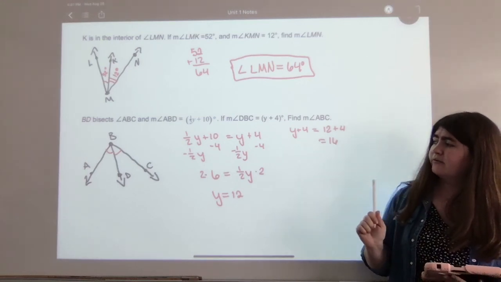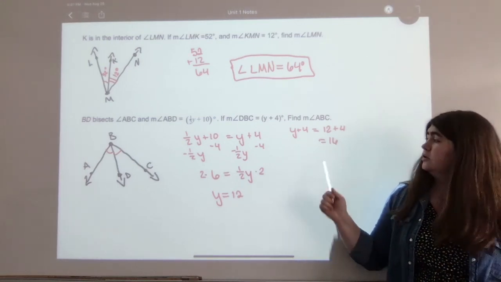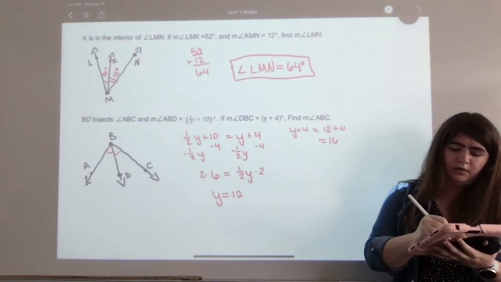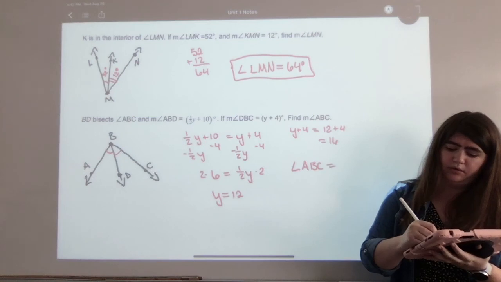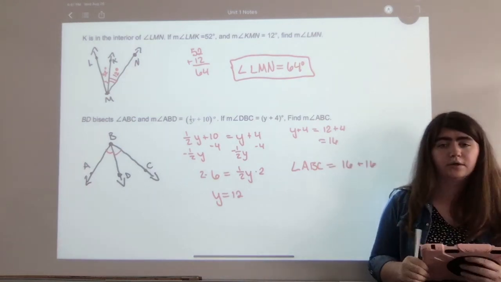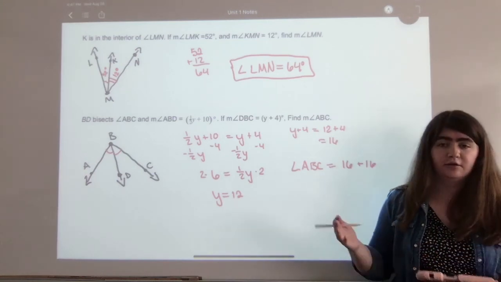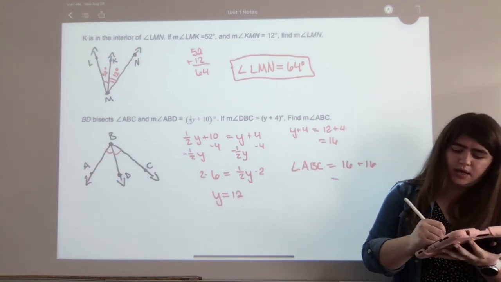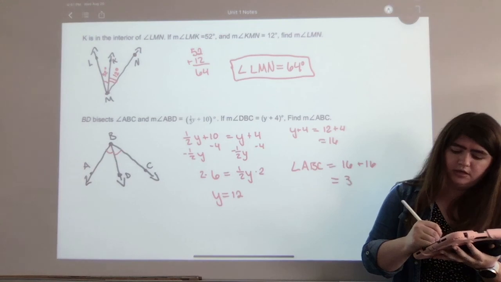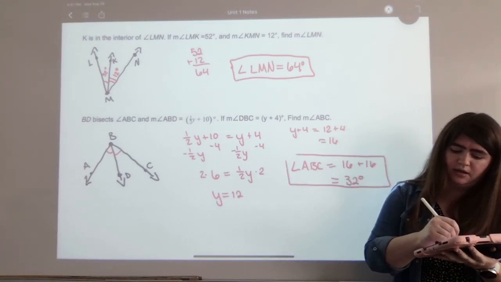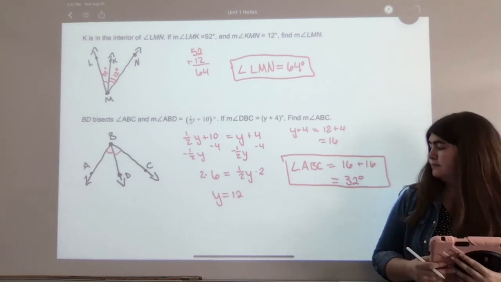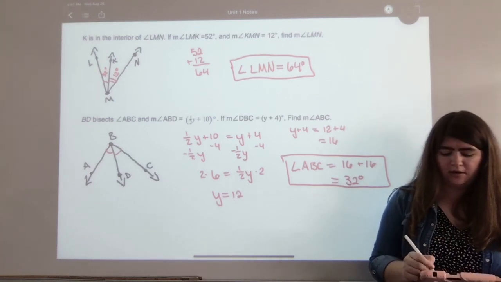Because we have two equal angles, you can either say the measure of angle ABC will be equal to 16 plus 16 because there's two of them, or you could just do 16 times 2. Either is fine. Either way, you end up with 32 degrees. 16 plus 16 is equal to 32 degrees, and that is your final answer.